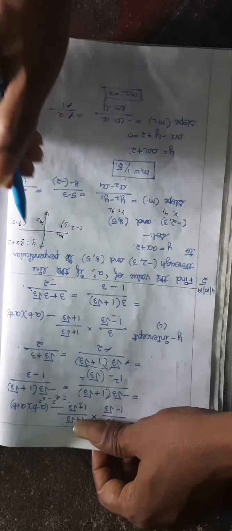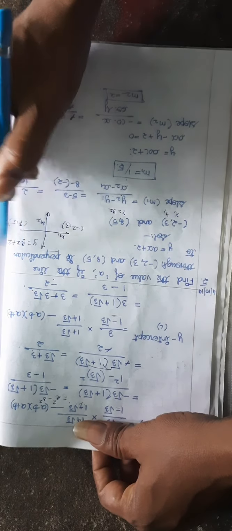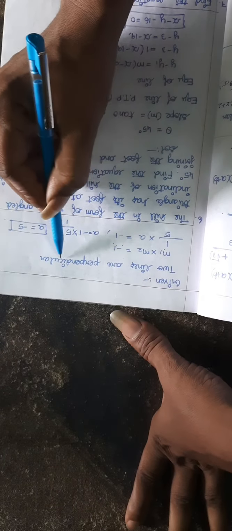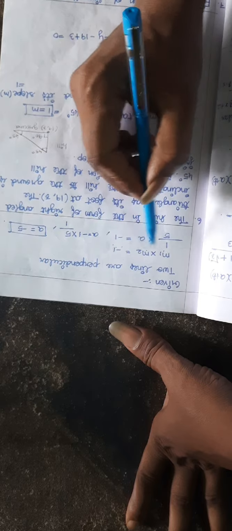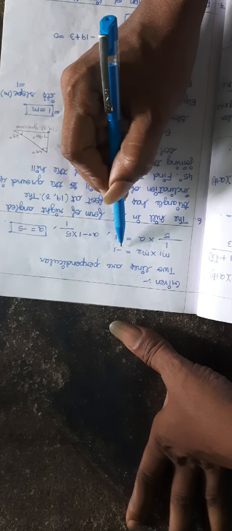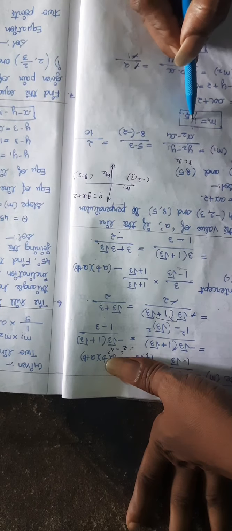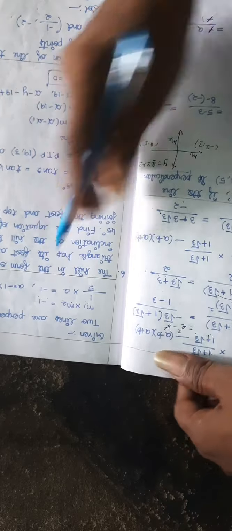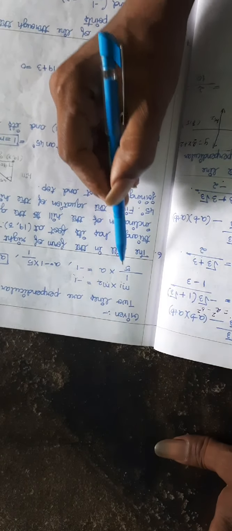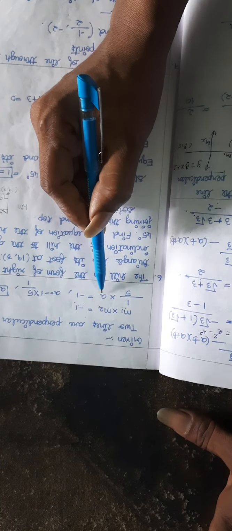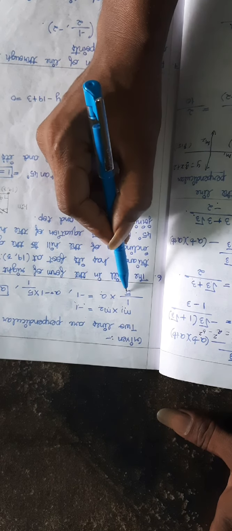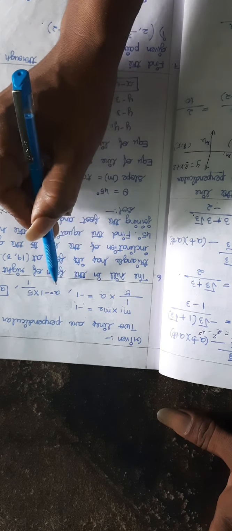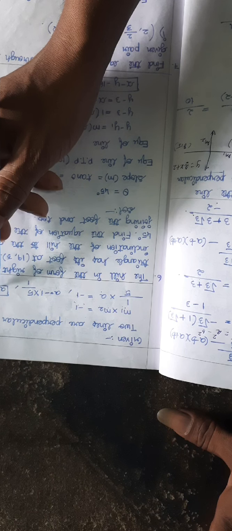So the given condition is that the two lines are perpendicular. The perpendicular condition is M1 into M2 is equal to minus 1. So substitute M1 is equal to 1 by 5 and M2 is equal to a. The 5 in the denominator comes to the other side and multiplies, so we get a is equal to minus 5.